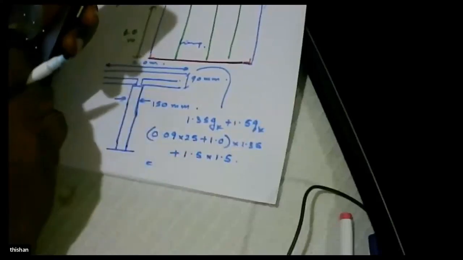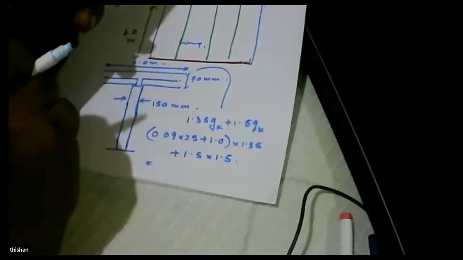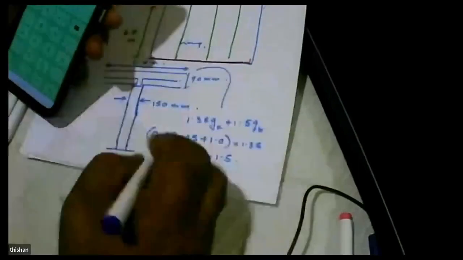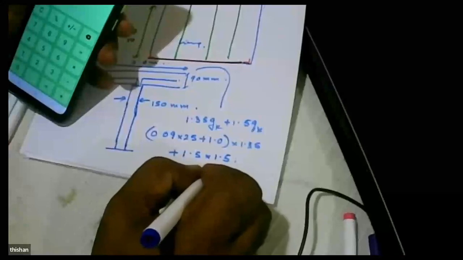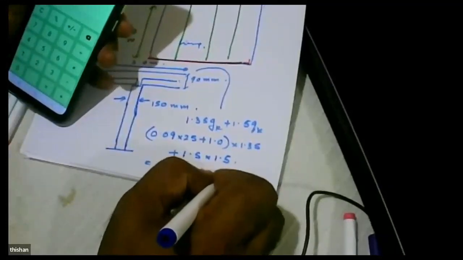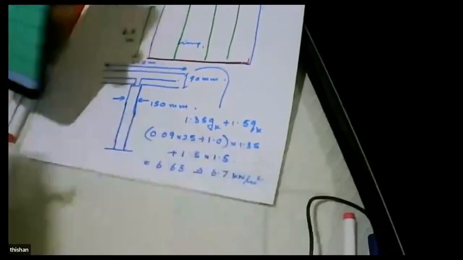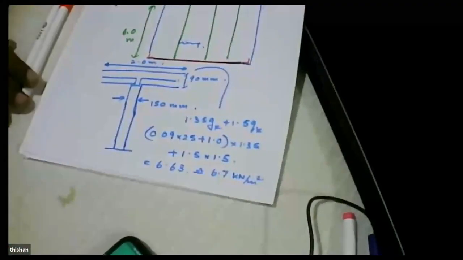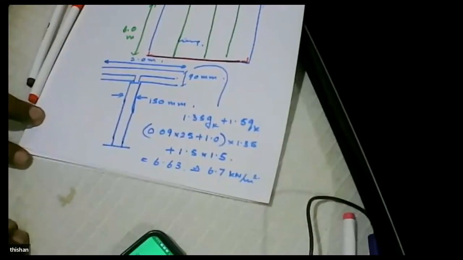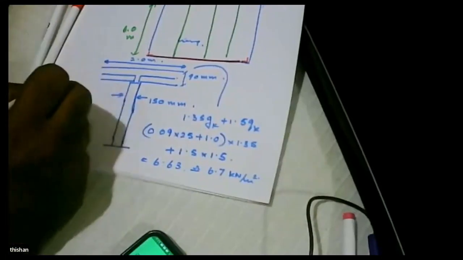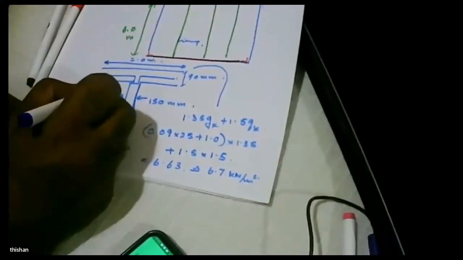This will give us a value like 6.63, so let's say it's approximately equal to 6.7 kilonewtons per meter. This is the load that is coming from the slab, and since we are having a 2 meter width, the total load will be 2 times 6.7 kilonewtons per meter.